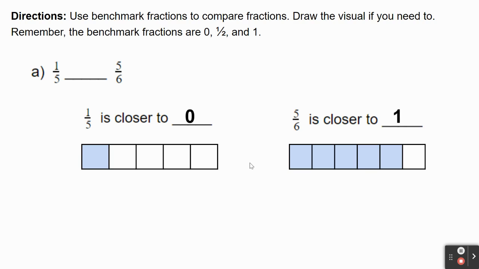So if we use our benchmark fractions, 0 and 1, well, 1 is much bigger. So that means that 5/6 is going to be bigger than 1/5. But make sure you read the comparison the way it's written. 1/5 is less than 5/6 since 1/5 is listed first. So up here, we're going to put our less than symbol, remembering that our symbol opens up to eat the bigger fraction. And since 5/6 is bigger, it's going to open up to 5/6.